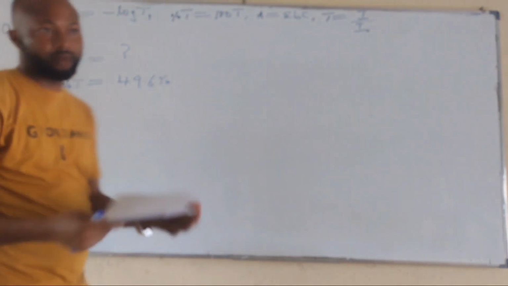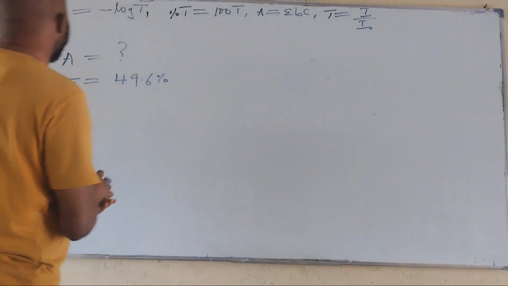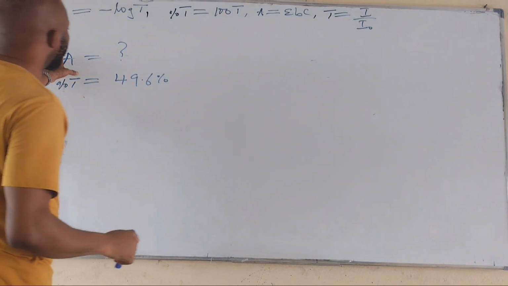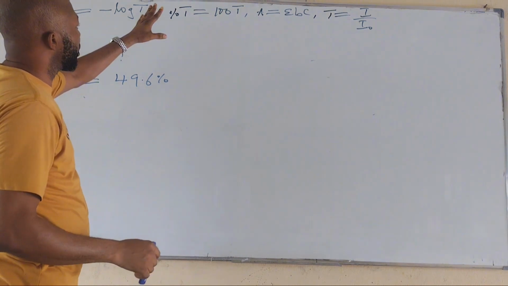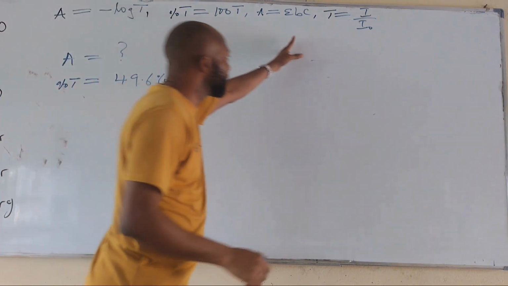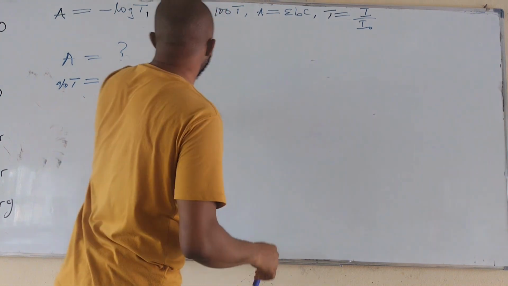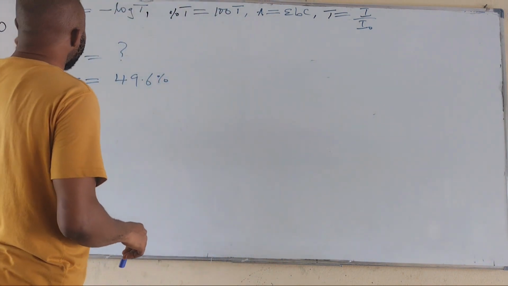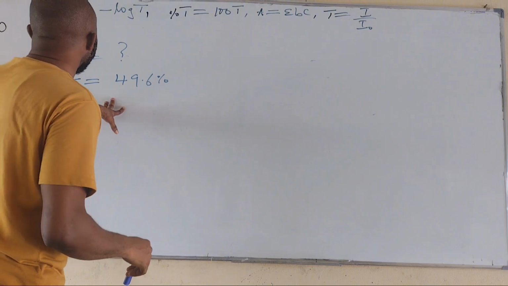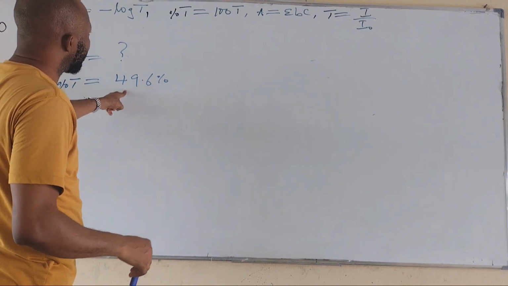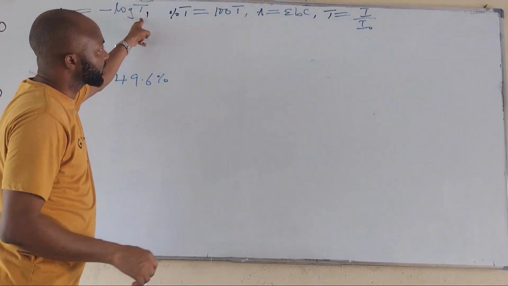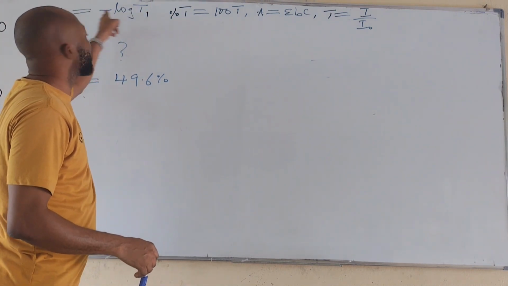Okay, let's look at the various formulas. They're asking us for the absorbance. We know absorbance equals minus log T, and we also have absorbance equals EBC for Beer-Lambert's law. So from here, you realize that we can't move straight forward to get our absorbance. We have to convert the percentage transmittance into real transmittance, so that when we put it in here, we can get our absorbance.